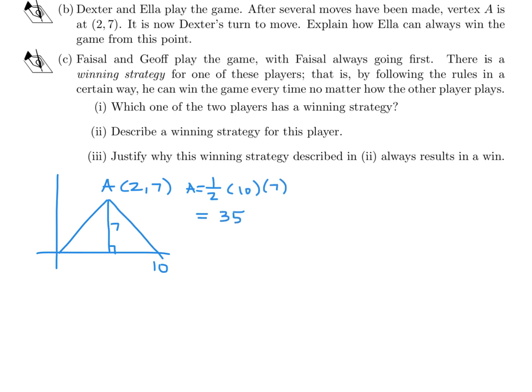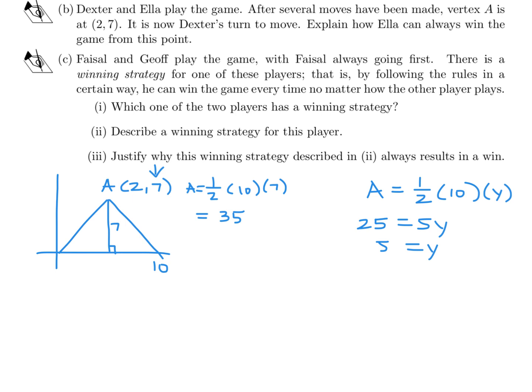Now we want an area of 25. So in order to get an area of 25, 1/2 base, the base is always going to be 10, and the height, which is basically the y coordinate of A, so I'll just call it y. So we have 25 is equal to 5y. So the y coordinate y has to be 5. Okay, so that helps.